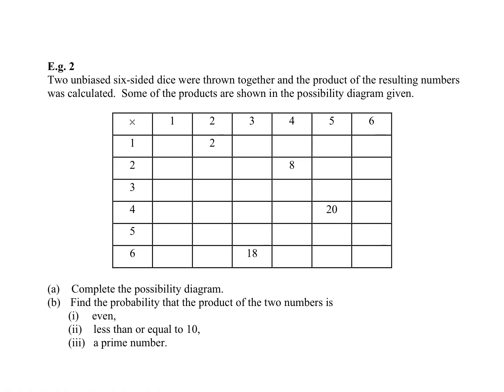Okay, but anyway, they say 2 unbiased dice were thrown together and the product of their resulting numbers was calculated. So now they do product. That's why they put a multiply here. So the first outcome is 1, 1. So the product of these two is 1. The second outcome is 2, 1. So the product of these two numbers is 2. So you keep doing this. 3, 1. 4, 1. 5, 1.